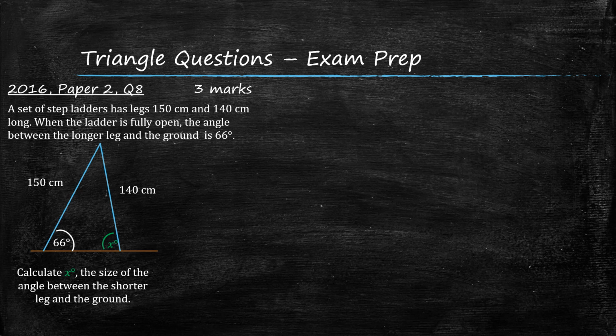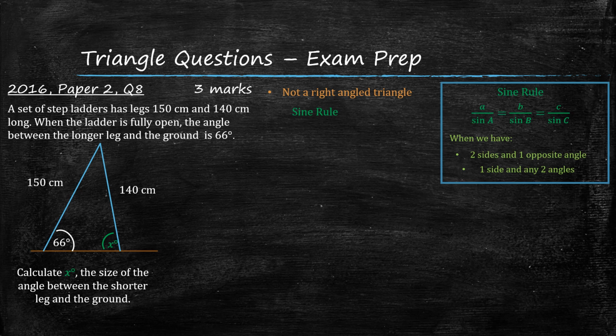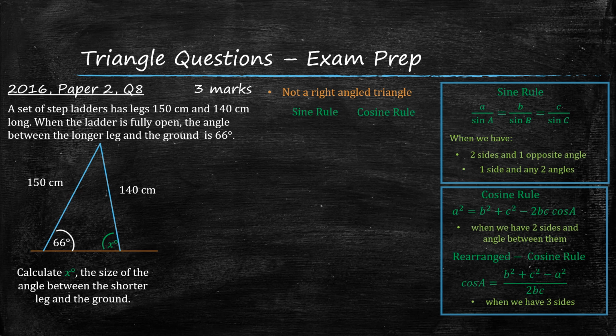Okay, so let's go through our problem solving decision making process. The first question we want to ask ourselves is, is the triangle shown right angled? And no, it's not a right angled triangle. Given it's not a right angled triangle, we will likely be using the sine rule or the cosine rule to answer this question. Both the sine rule and the cosine rule formulas are provided in the formula sheet of the exam, so you do not need to memorize these off by heart, they are provided to you.